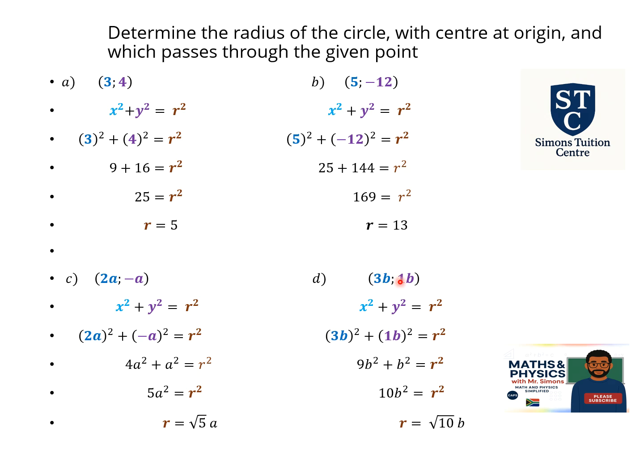Given 3b and 1b, so x squared would become 3b squared and y would become 1b squared. 3 times 3 gives me 9, b times b, b squared. 1 times 1 stays 1, b times b, b squared. 9b squared plus 1b squared gives me 10b squared. To get r, the square root of 10 I can't simplify, but the square root of b squared gives me b. Right, so that is just the basics of determining the equation if it's centered at the origin.